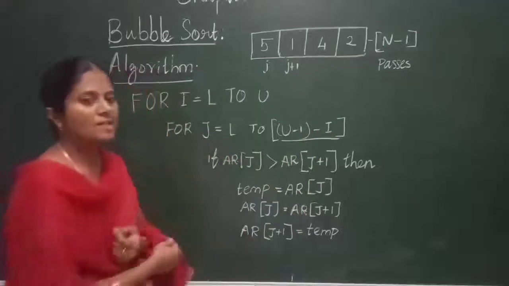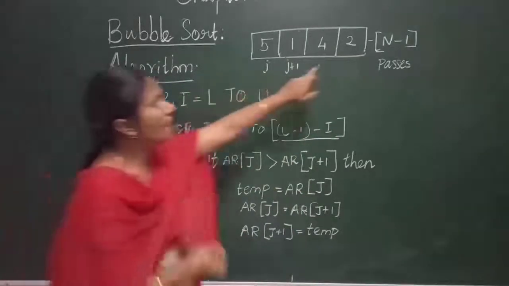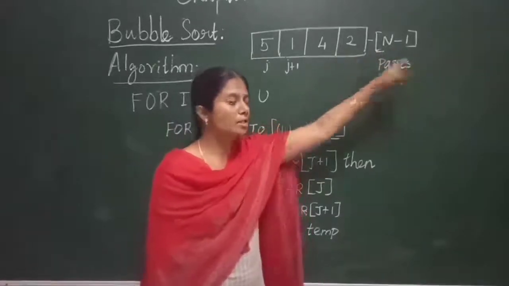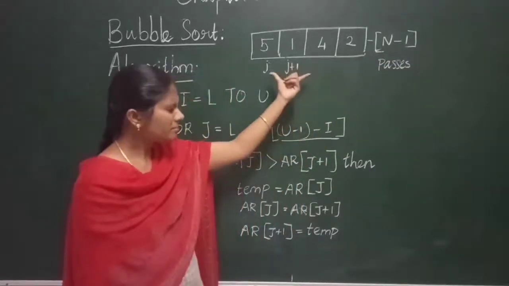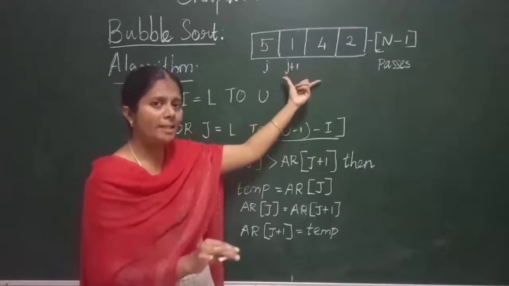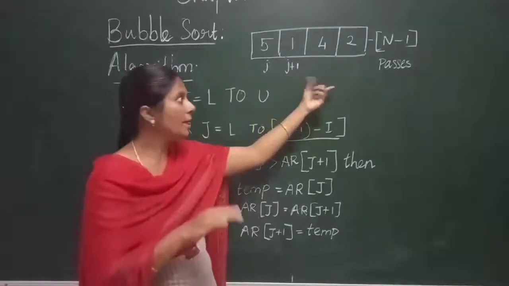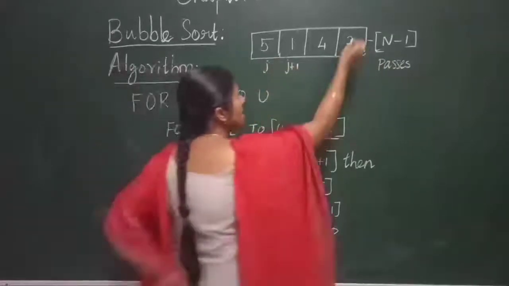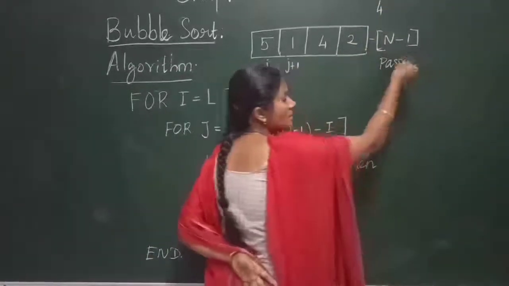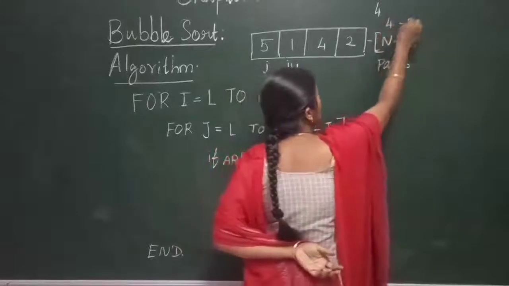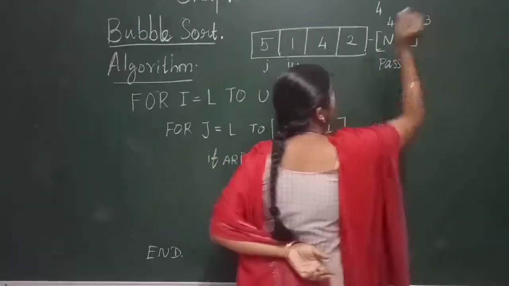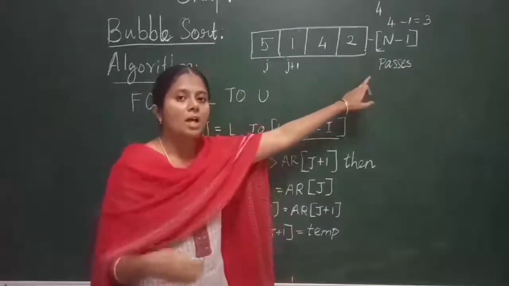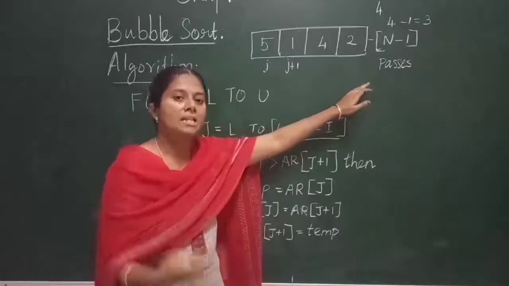Listen, we are sorting the array in n minus 1 passes. The total size of the array is N, but how many passes are we doing? N minus 1 passes. For example, if the size of the array is 4, how many passes are we doing? 4 minus 1 equal to 3. N minus 1 passes we are swapping the elements.